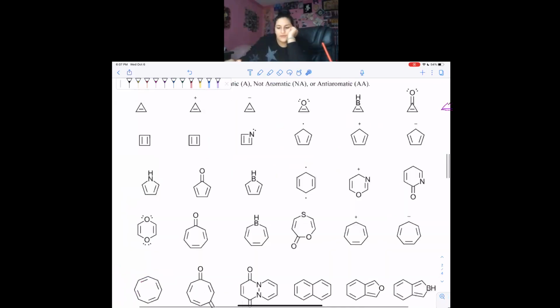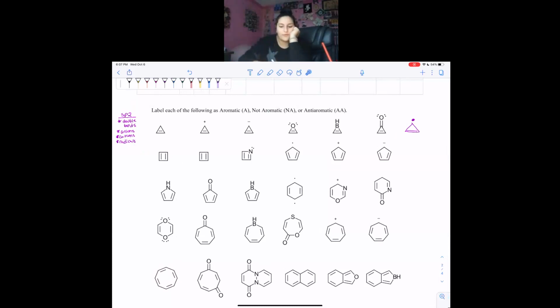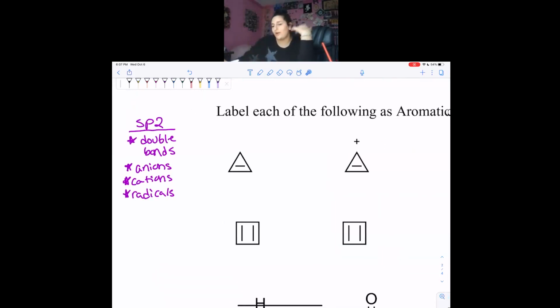All right, so let's go to these examples. Before we start the examples, someone had a question earlier, which was a really great question, and it was, how do we know sp2 versus sp3? So sp2, the only things that will be sp2 are double bonds, anions, cations, and radicals. Those are the only sp2s. If we have a carbon, such as this one, that has 4 happy little single bonds, that is sp3.